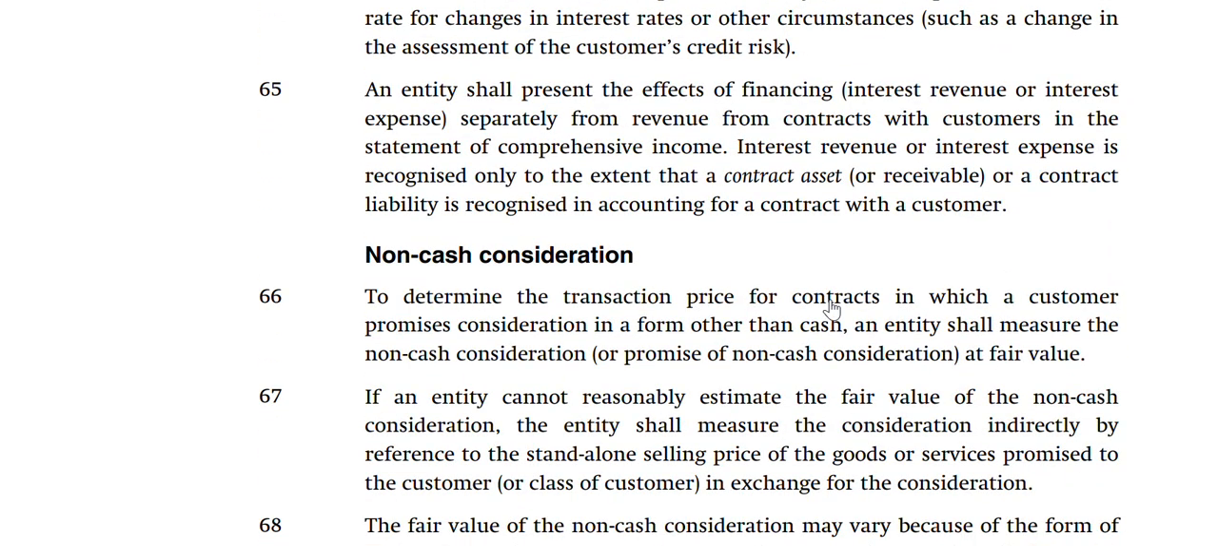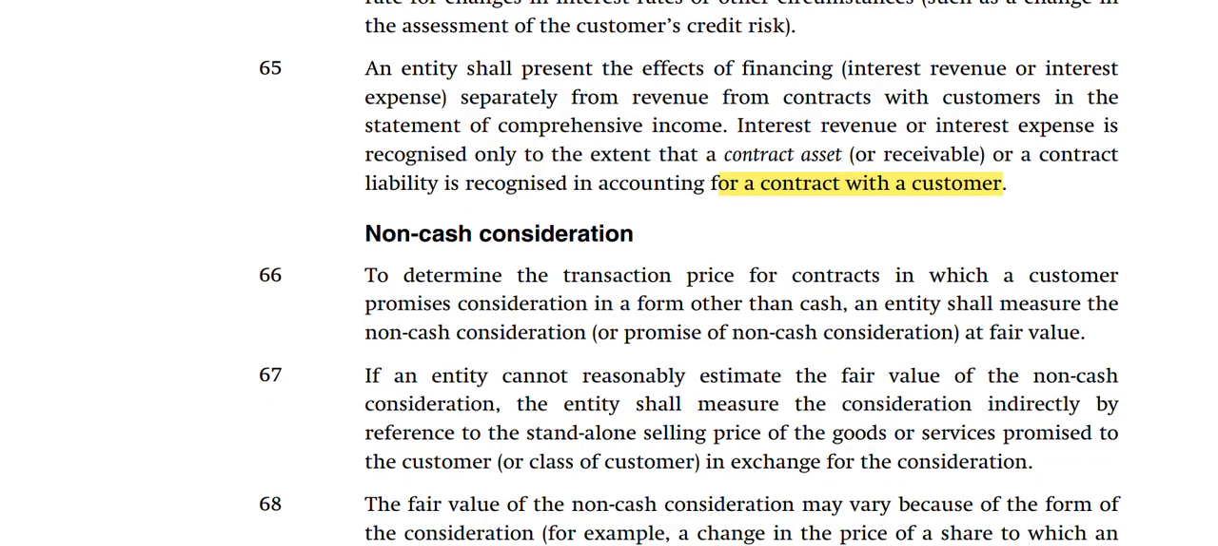And then looking at 65, an entity shall present the effects of financing, interest revenue, or interest expense separately from revenue from contracts with customers in the statement of comprehensive income. Interest revenue or interest expense is recognized only to the extent that a contract asset or receivable or a contract liability is recognized in accounting for contracts with customers.